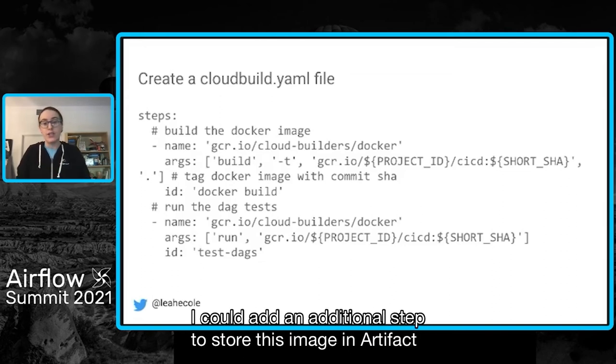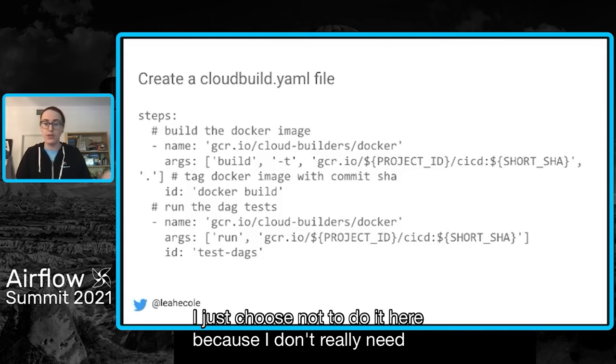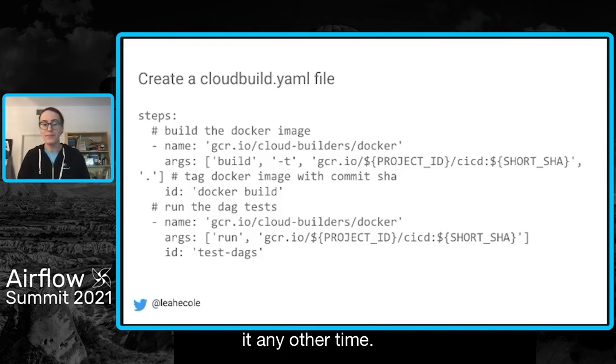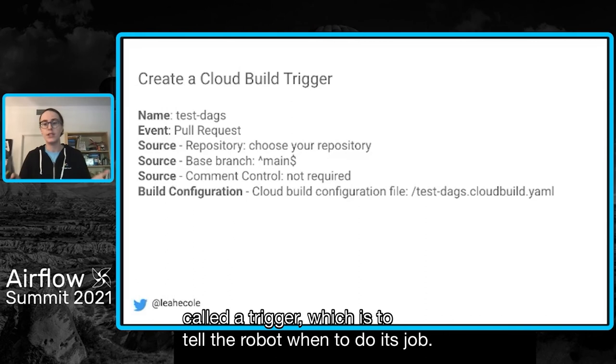I could add an additional step to store this image in Artifact Registry or another package registry of my choice. I just choose not to do it here because I don't really need it any other time. So then I follow the instructions for Cloud Build to create what's called a trigger, which is to tell the robot when it should do its job.